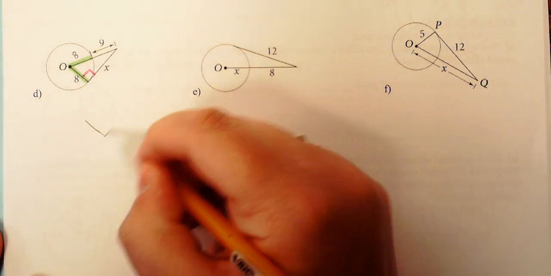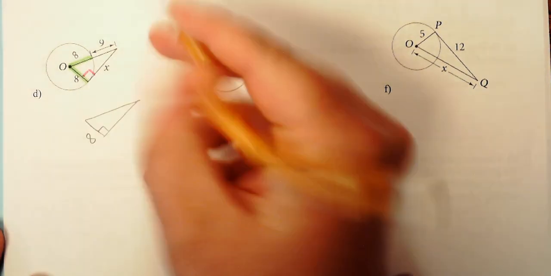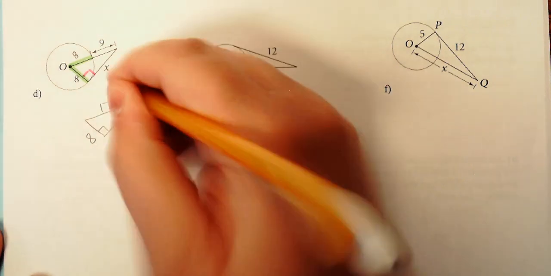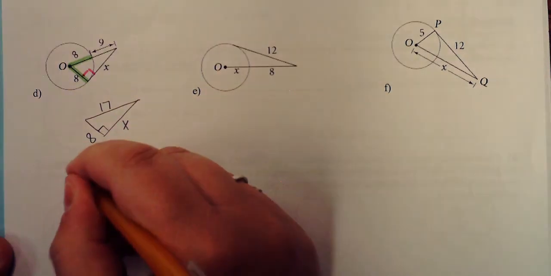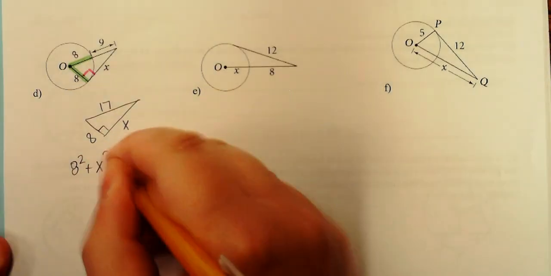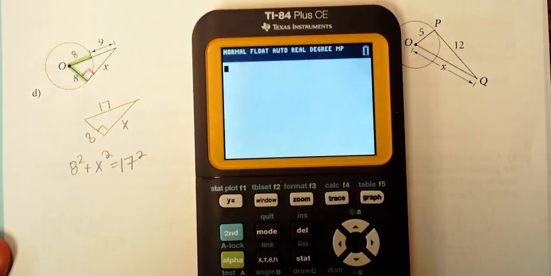So let me remove this from the picture. This is 8. 8 and 9 together would add up to 17, and then x, and then we have a right triangle, so we can use the Pythagorean theorem. So 8 squared plus x squared is going to be equal to 17 squared. So I'm just going to grab my calculator.